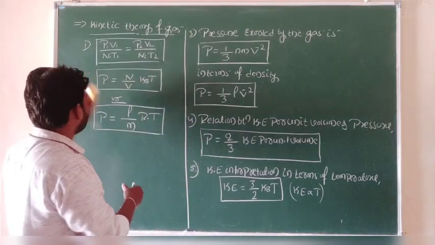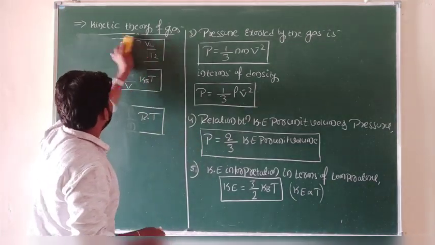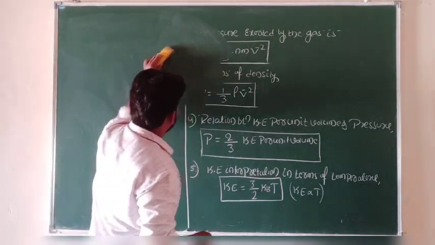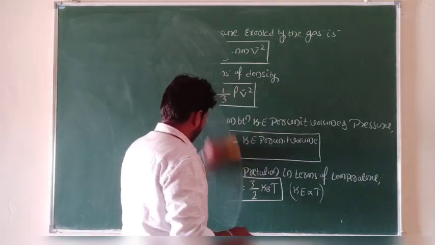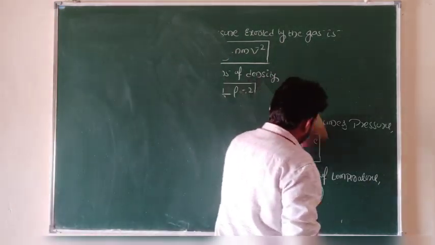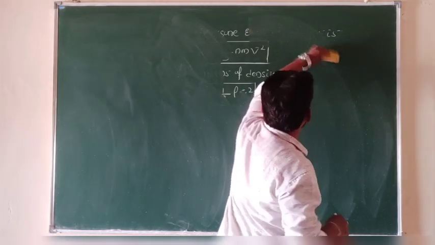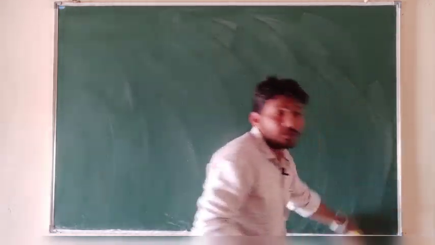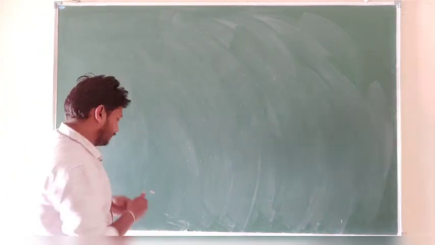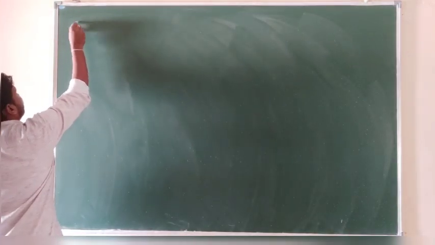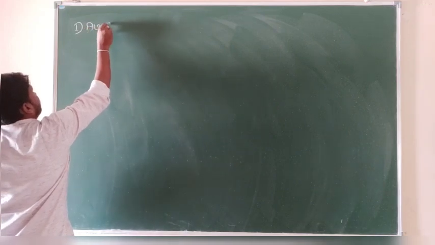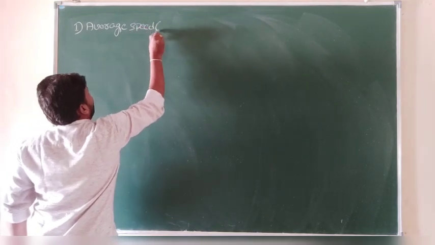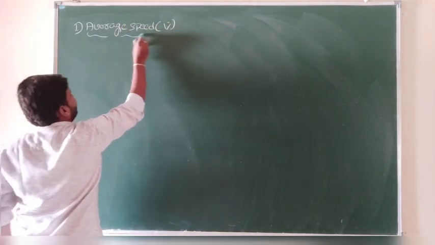Then in kinetic theory of gas, we have to understand the speed of the gas molecule. The speed of the gas molecule I can categorize as average speed, root mean square speed, and most probable speed. So look at here, the first thing is average speed. V bar I can take as average speed.